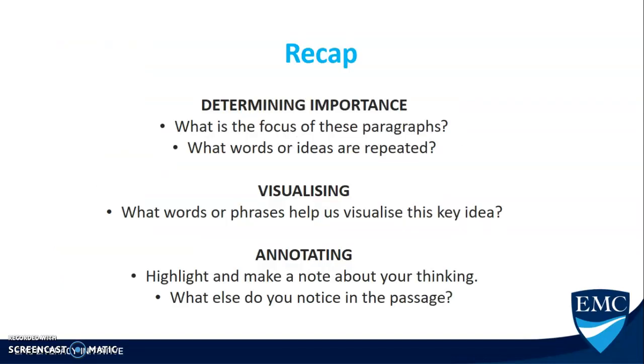So to recap, we're looking at doing 3 things today. First of all, we're looking at the determining importance strategy. We're asking ourselves, what is the focus of these paragraphs? By looking for what words or ideas are repeated throughout it. Once we've figured out that focus, we want to be able to visualize it. Secondly, we're visualizing. We're looking for words and phrases that give us some kind of indication of what we would see if we were there in this moment, what we could smell, what we could hear, what we could taste, or perhaps what we could feel or touch.